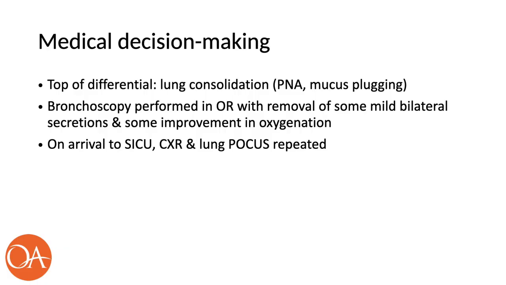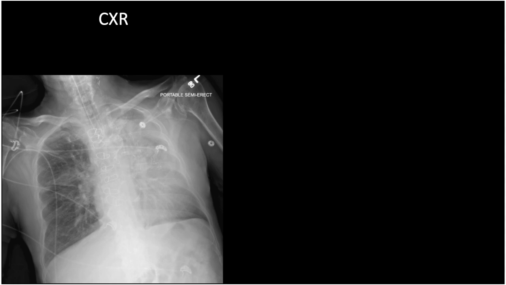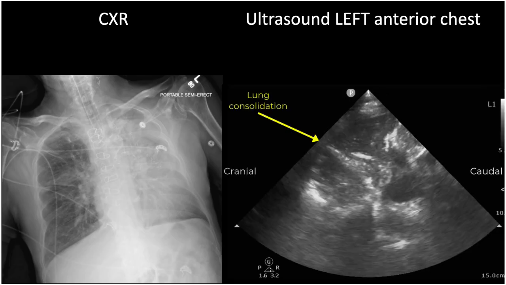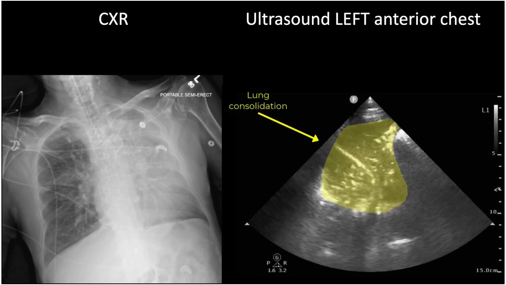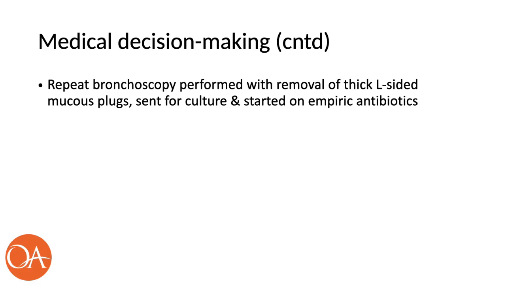Next, repeat chest X-ray and lung ultrasound were performed. Now the findings from these two modalities were finally concordant. Chest X-ray now showed a clear opacification of the left lung. An ultrasound of the left anterior chest revealed persistence and expansion of the lung consolidation. Based on these dual imaging findings, bronchoscopy was repeated by the ICU team with the removal of thick left-sided mucus plugs, which were sent for culture. While awaiting the culture data, the patient was started on empiric broad-spectrum antibiotics.